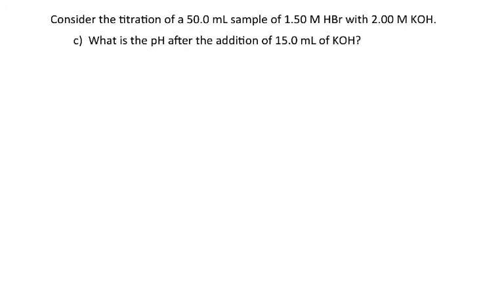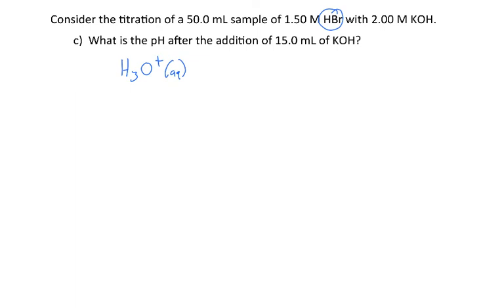All right, the next question that we're asked is, what is the pH after the addition of 15 milliliters of potassium hydroxide? So I need to know the chemical reaction that takes place between my strong acid and strong base. Remember, HBr is a strong acid, so it completely dissociates. So what I have in solution is not actually HBr. What I really have is H3O+ and Br-. Br- is neutral, so it doesn't have any effect on the pH, so I can ignore it. So what I'm concerned about for the strong acid is H3O+.